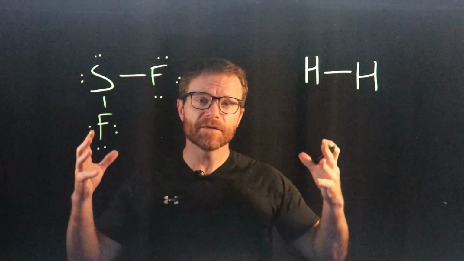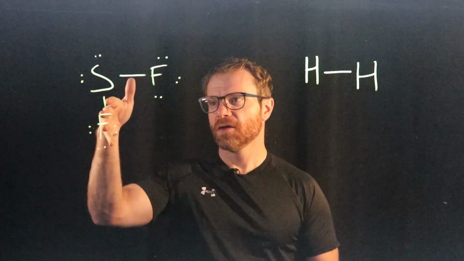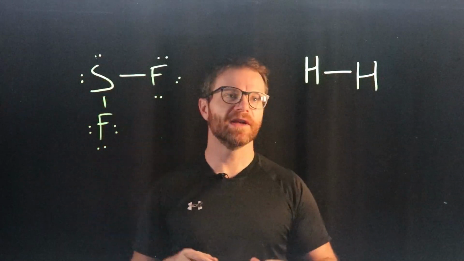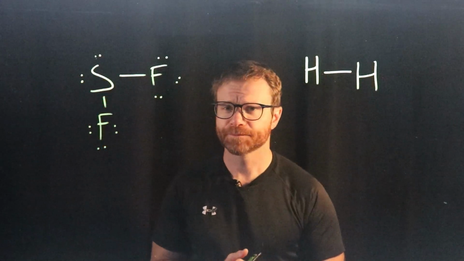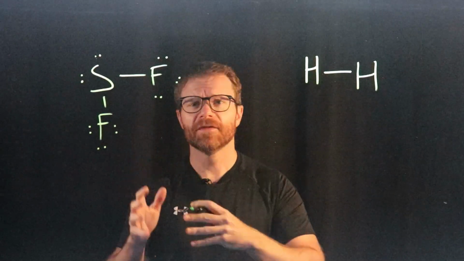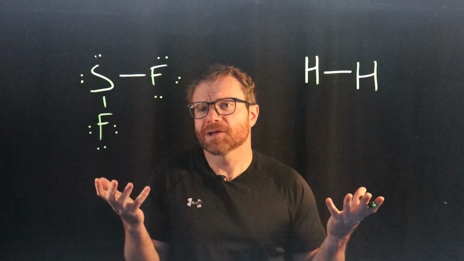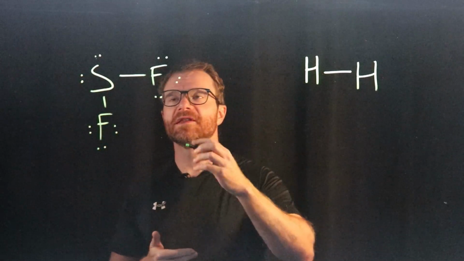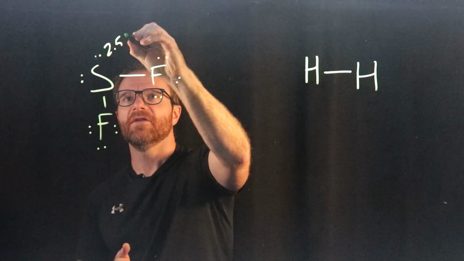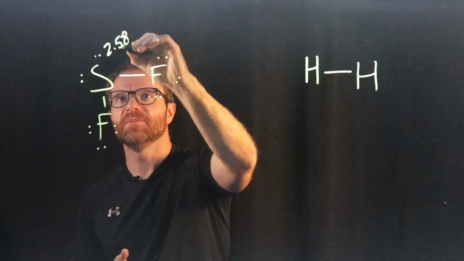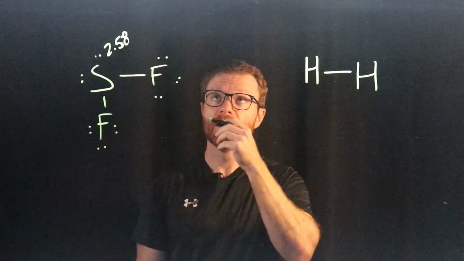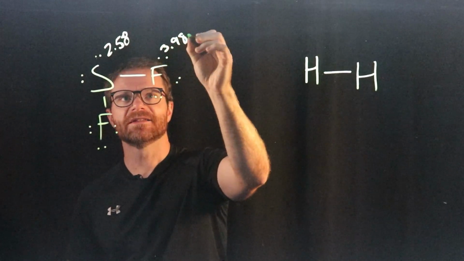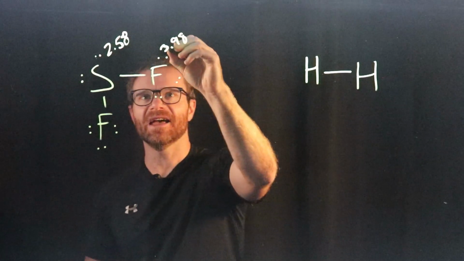Okay, here you'll see I have two more covalent compounds, sulfur difluoride and hydrogen gas. Sulfur bonded to two fluorines and hydrogen bonded to itself. Let's investigate if these are polar, nonpolar, what's going on. So sulfur, if we look it up in the periodic table, we can see that its electronegativity is 2.58. That's kind of like a medium-high electronegativity. Fluorine, however, has an electronegativity of 3.98. That's pretty much as high as they get.